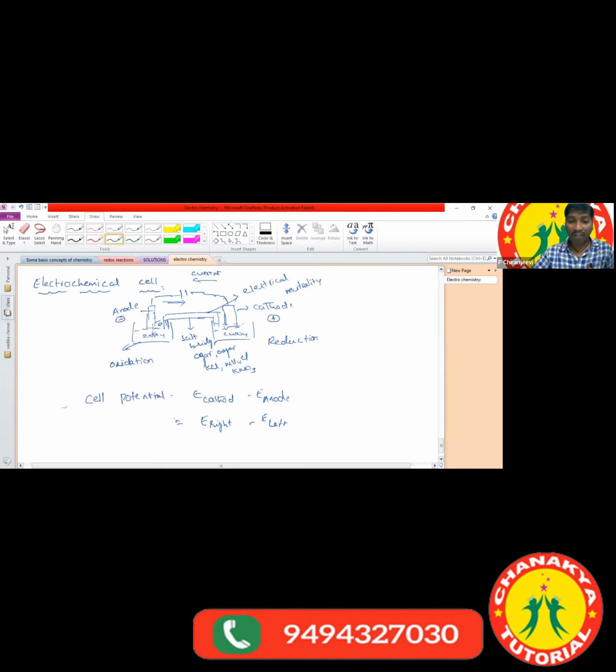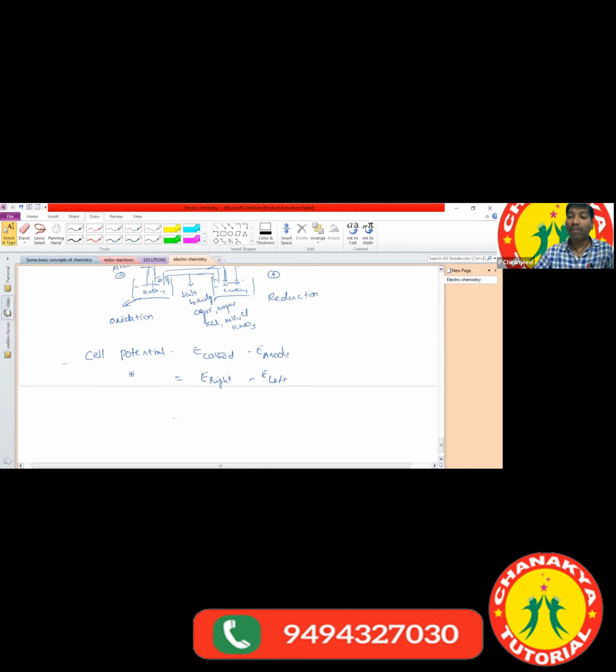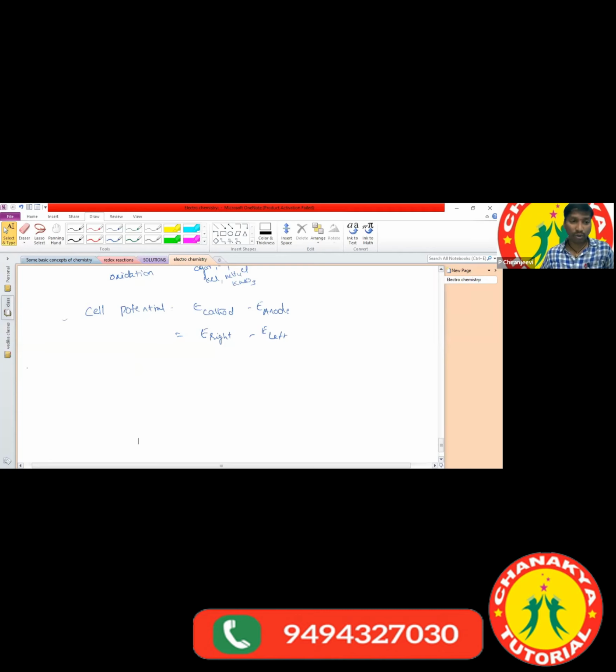Based on this, we also write the Nernst equation. What is the Nernst equation? Do you have any idea about it? For the Nernst equation we don't have any theoretical proof. The Nernst equation has only a mathematical expression. So what is the mathematical expression of the Nernst equation?